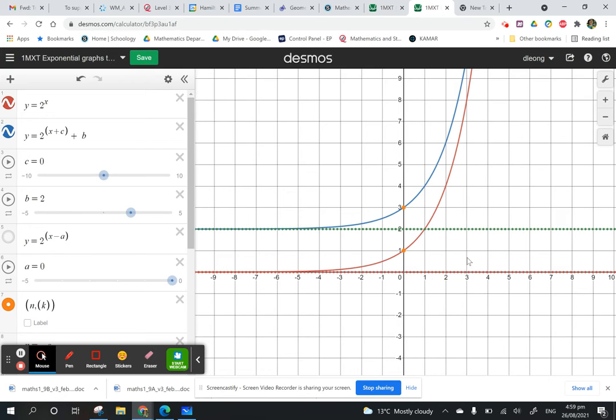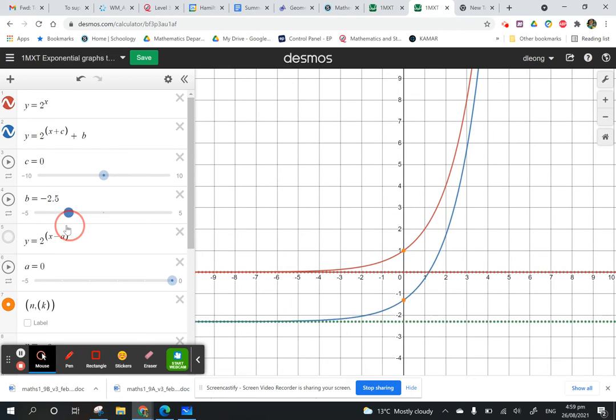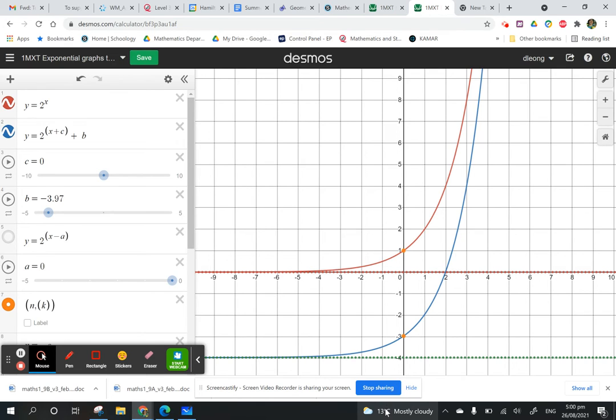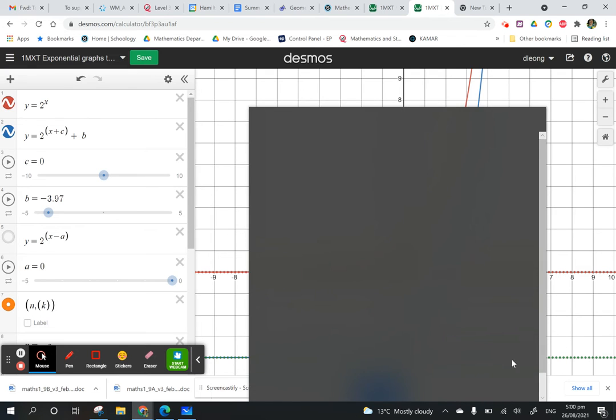So you can see the asymptote is moved up by 2, but the whole graph has been moved up by 2. If it's moved down, you can see by looking at the asymptote, this one here has gone down by about 4 points. Okay, so it's gone from here down 4 points. And you can also look at the focus point and look at dropping down. That's two ways of looking at vertical translations.